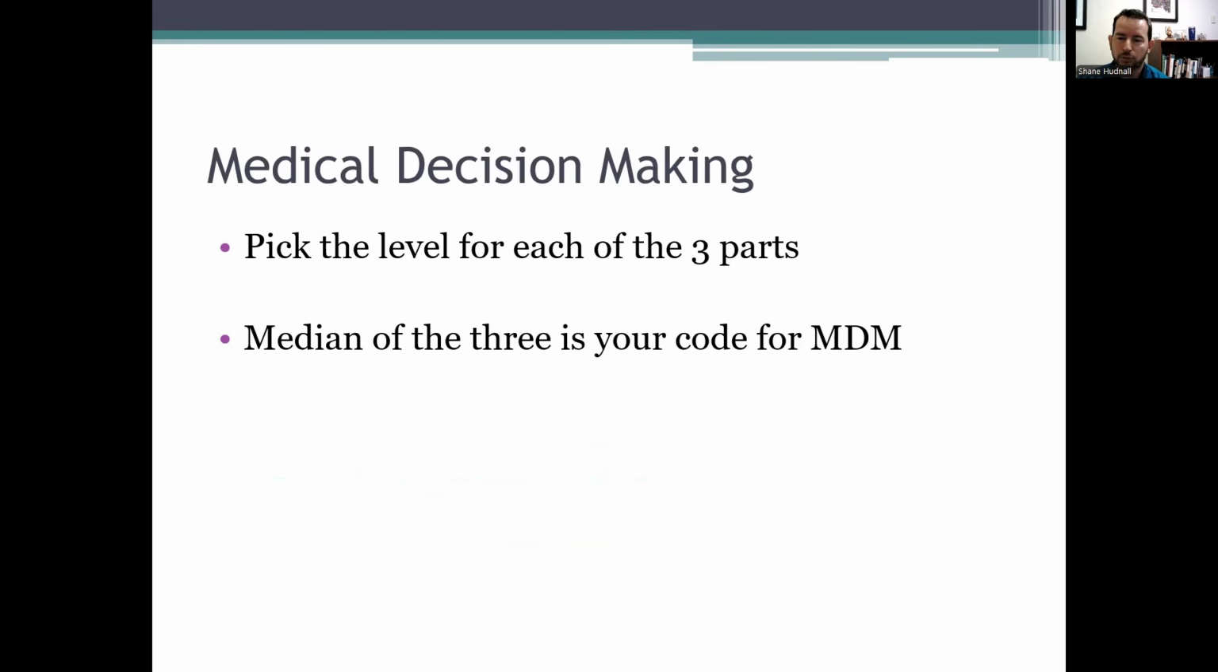So pick the level for those three parts, and at least 2 of those 3 have to meet a level to bill there. So if your diagnosis category gives you a level 4, data a level 2, and risk a level 3, at least 2 of those are a level 3, so you would bill a level 3. The way I like to teach it is you're billing the median of those 3. So in that same example of a diagnosis level 4, data level 2, risk level 3, 3 is your median. So that's the level that you would bill for on that visit.